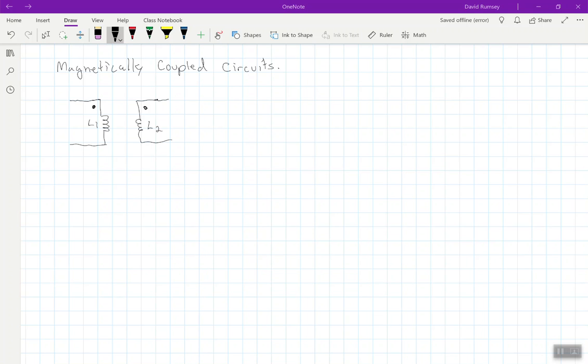So in this last video, we're going to talk about magnetically coupled circuits. Typically what we have is two inductors, one with inductance L1 and one with inductance L2. And we have a dot because there's something called the dot convention.